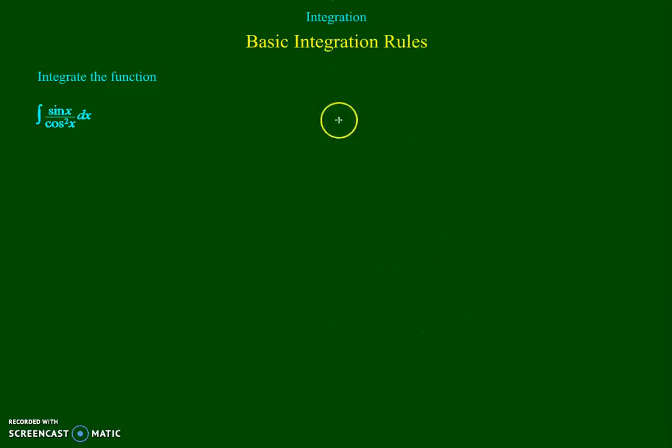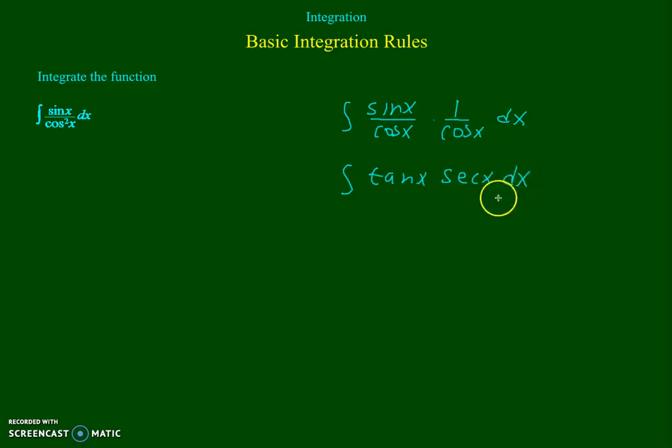Oh, dread and panic, yet another trig function, but fear not. Let's break this monster up and see what we can make of it. So we have sine x over cosine x times 1 over cosine x. Again, we're looking for patterns to match. So sine over cosine is tangent, and 1 over cosine is secant. So we have secant times tangent, tangent times secant.